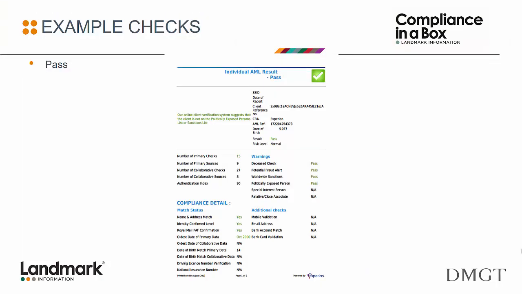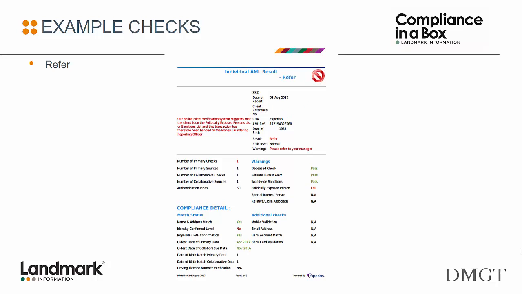Here we can see an example of the results and what they look like. They are stored on the system so you can always retrieve them, which saves you having paper-based files. A pass result is determined by the number of primary checks made and the particular level of risk associated with the client. The amount of electronic proof required to verify a person for anti-money laundering purposes differs depending on the perceived level of risk, either normal or high.